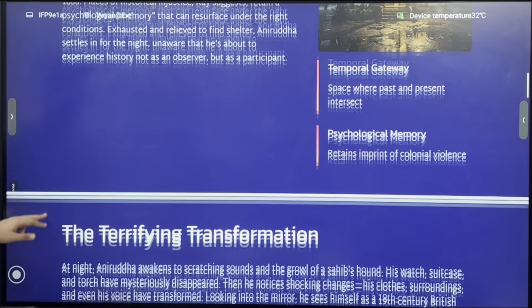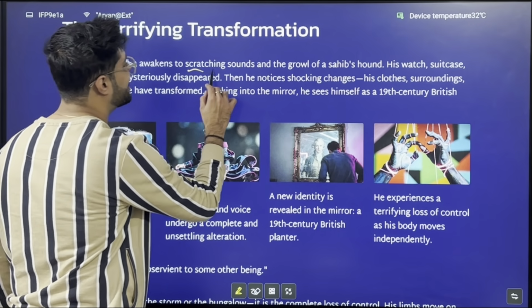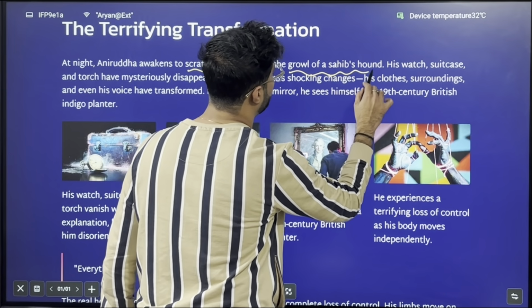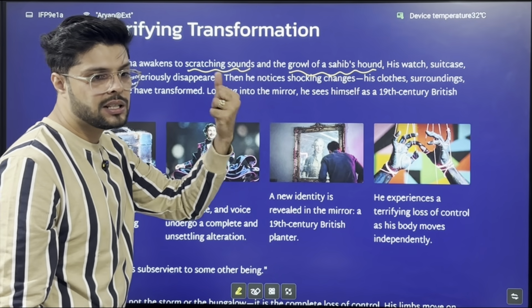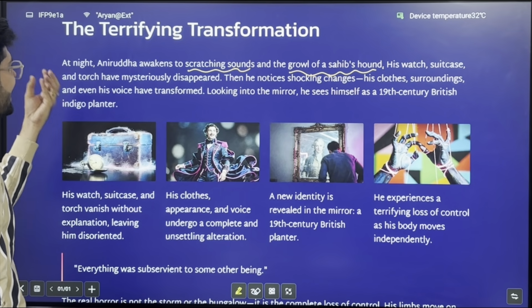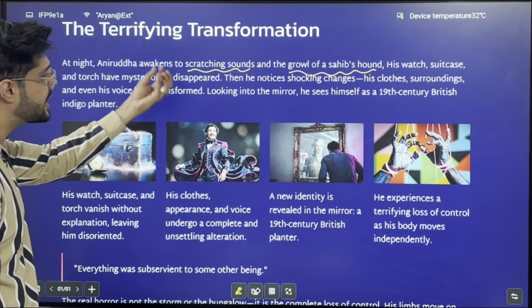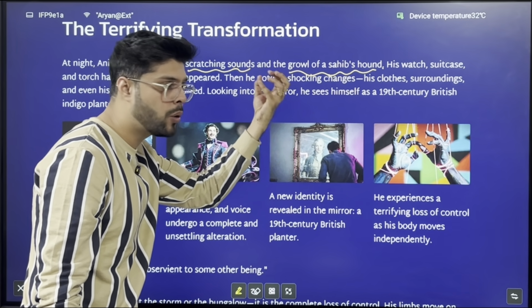And then comes the terrifying transformation. While sleeping at night, Aniruddha awakens to scratching sounds and the growl of Sahib's hound, that is the Englishman's hound. A hound is basically a breed of dog. His watch, suitcase, and torch have mysteriously disappeared all of a sudden, and then he notices shocking changes about himself.